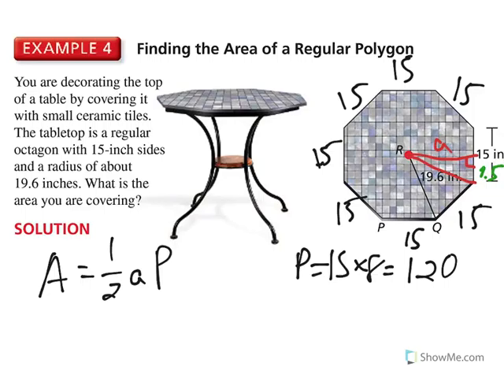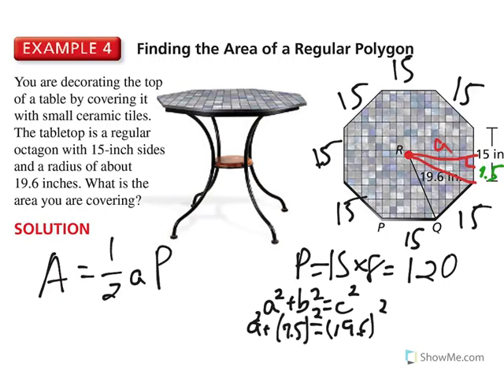So I have my a squared plus b squared equals c squared. In this case, my c is across from the right angle, so that's the 19.6. My a I'm going to leave as a to stand for the apothem. And so my b is 7.5. So I'm going to square this out. My 19.6 squared is 384.16. My 7.5 squared is 56.25.